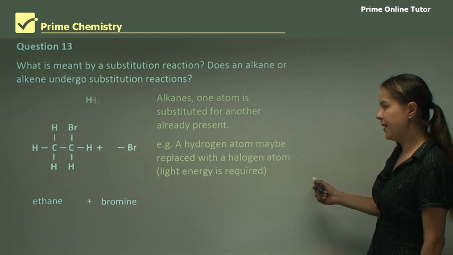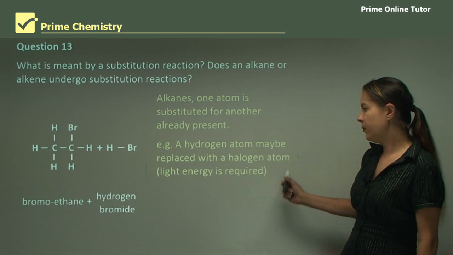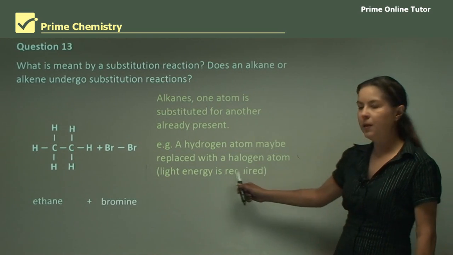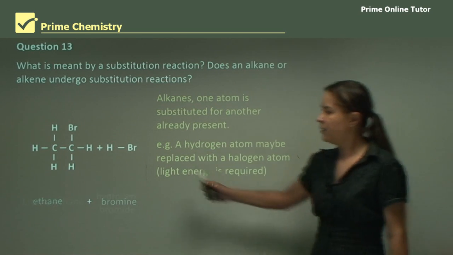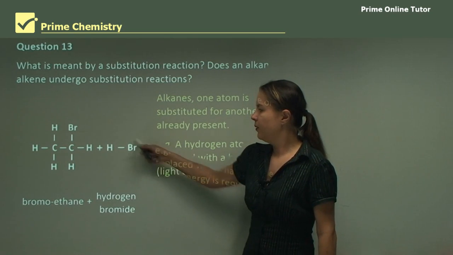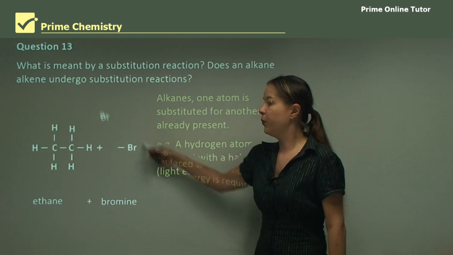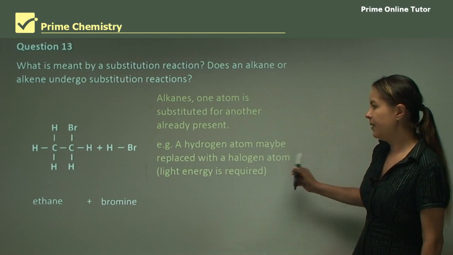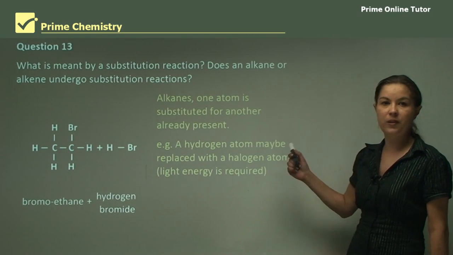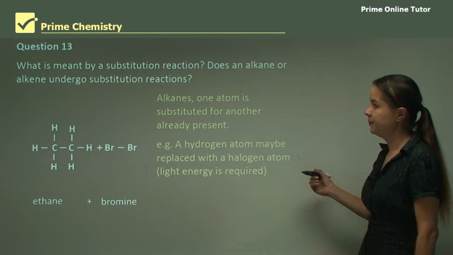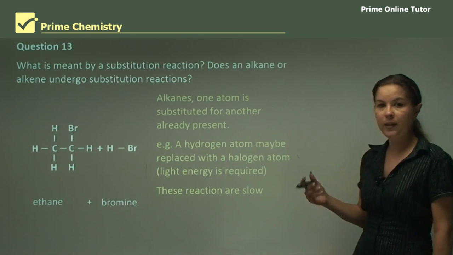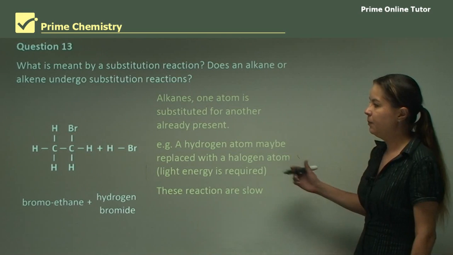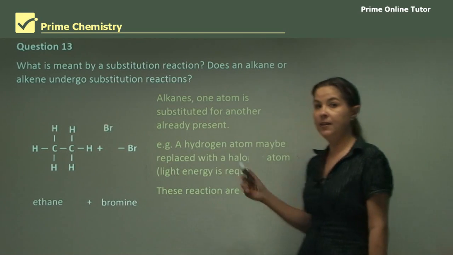So as I said, for example, a hydrogen atom can be replaced with a halogen atom, but light energy in the form of UV energy is required. So just to recap, as I said, this could be a chloro group or a fluoro group, and substitution reactions are always with alkanes. And these reactions are slow. As I said before, we need UV light to get them moving along because alkanes are not very reactive.